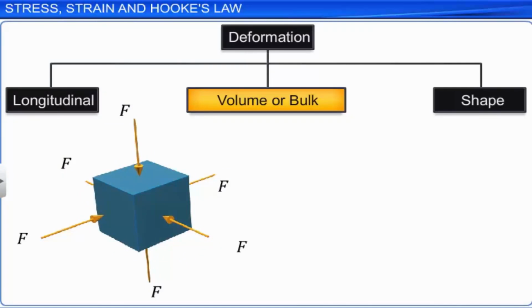If the volume of a body V changes by delta V, then the fractional deformation, also called the bulk strain or volume strain, is equal to the ratio of delta V to V.